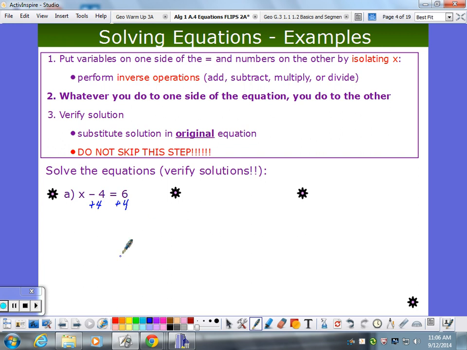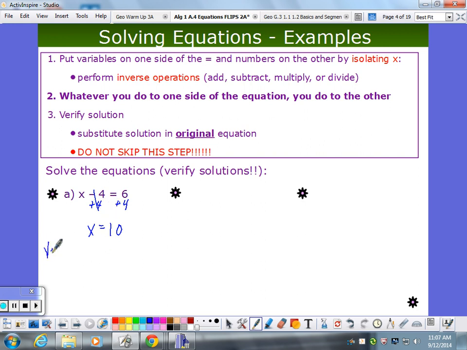Some teachers said, draw a line here, do all this. I don't care if you draw a line or not. I'm not going to draw a line. Well, what is minus 4 plus 4? So you have x plus 0, which is x. And what's 6 plus 4? 10. Now you've solved the equation using properties. You've used the property to learn the name of the property.